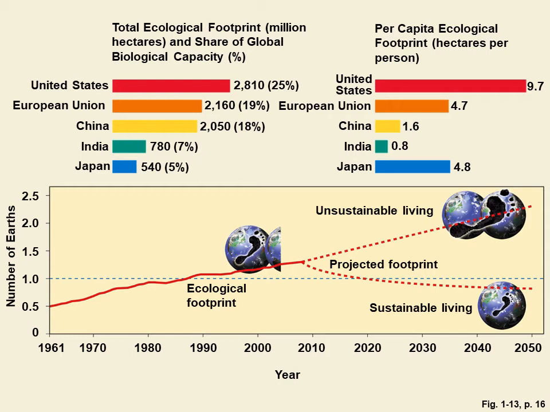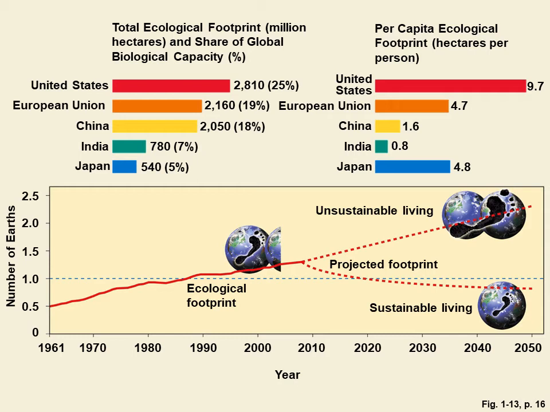I can show you some other stats. Total ecological footprint in million hectares and share of global biological capacity. Okay, the United States has the highest: 2,810, that is 25%. European Union 2,160, 19%. China 2,050, 18%. India 7%. Japan 5%. The per capita ecological footprint in hectares per person for these countries is astonishing.